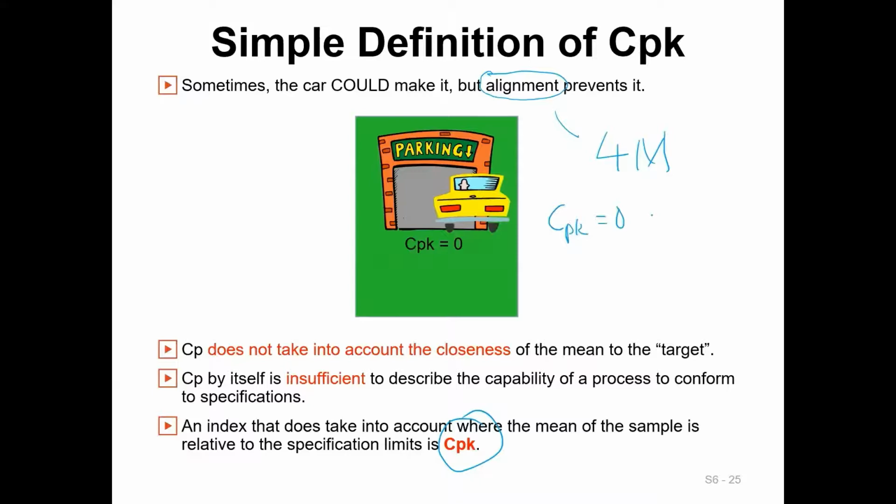Okay. So CPK 0 means the mean of the data is the same as the upper spec limit or lower spec limit. That means with CPK 0, the car will exactly hit the wall. Then subsequently 0.5, slightly better, but still not the best. CPK 1, you can park exactly into the car park.